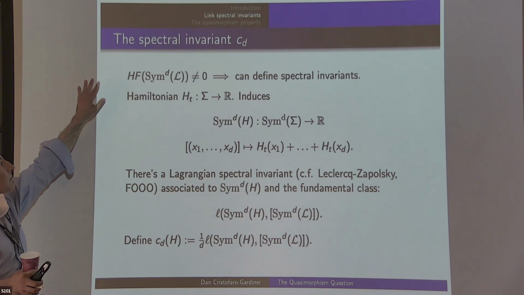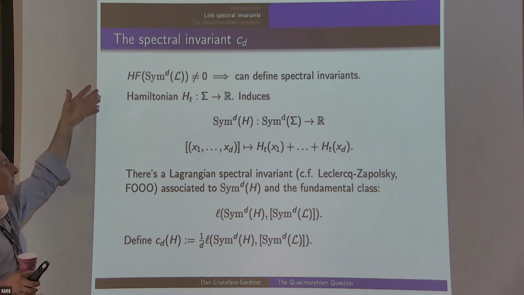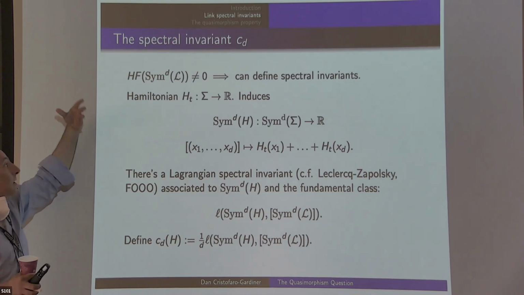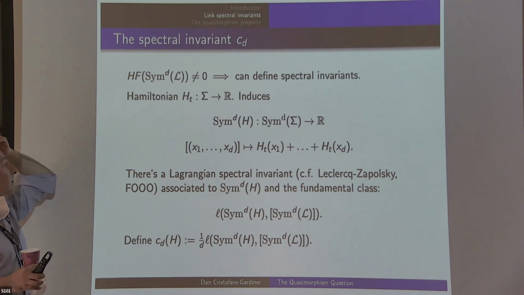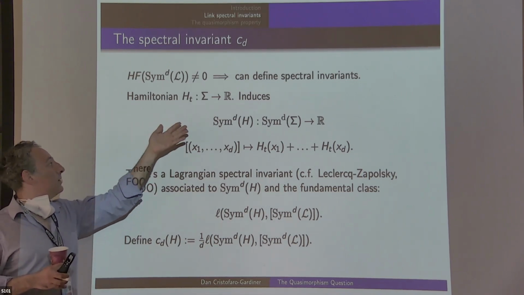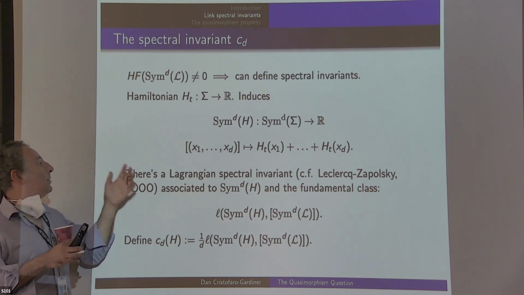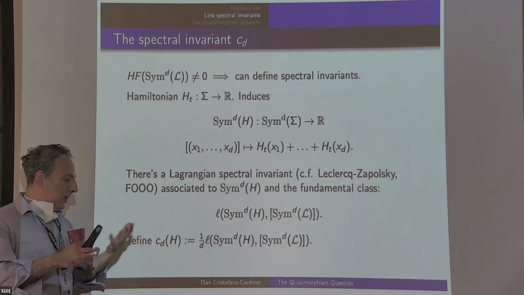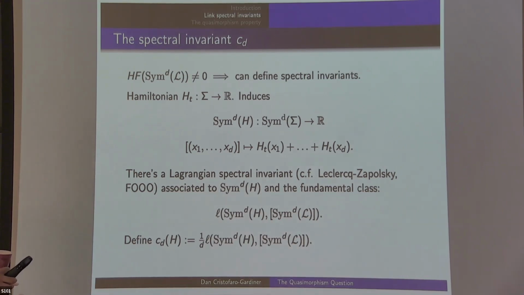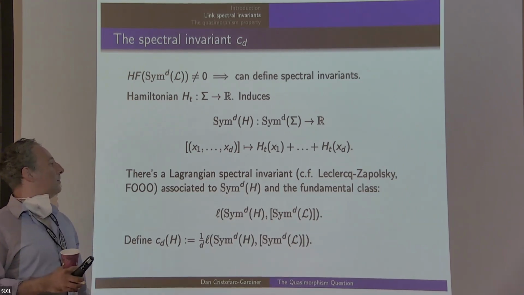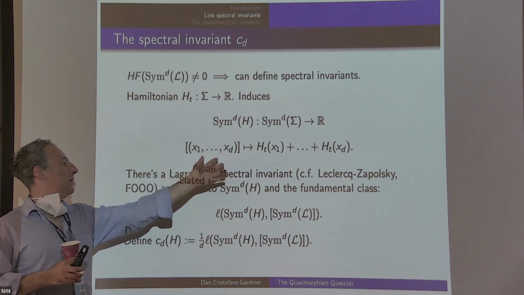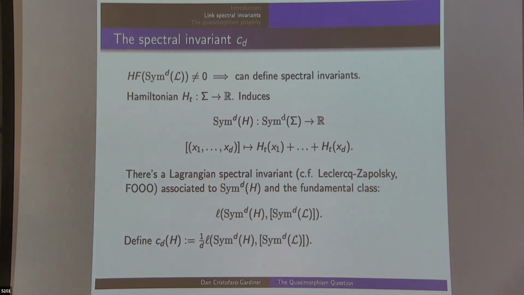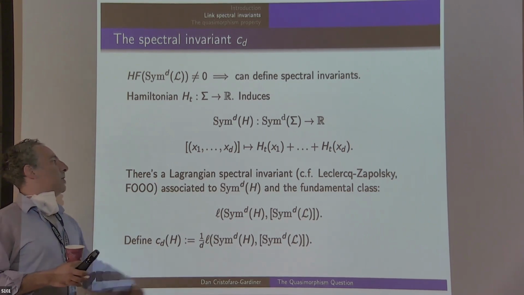So you can use this to define spectral invariants. In the next slide, I'll review how you can define spectral invariants from non-vanishing Lagrangian Floer homology. But first I should explain what the Hamiltonian is. Remember, I want a rule for taking a function on the surface, a time-varying Hamiltonian on the surface, and producing some kind of function on the symmetric product. There's an obvious way to do that: I take my function on the surface and sum up its values on the surface. So I get an induced map on the symmetric product, which I denote by Sym^D.